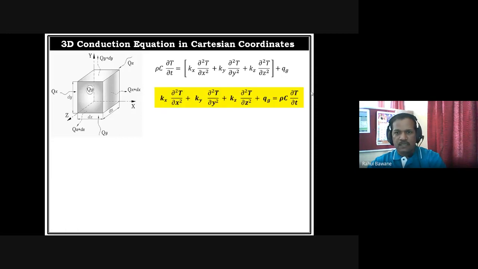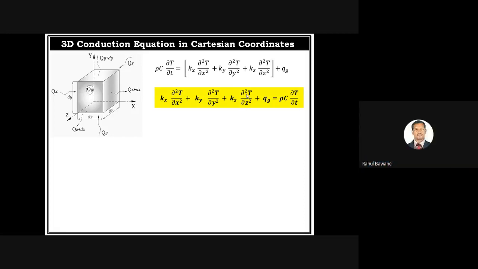Now rearranging the same notations, just rearranging. So we put these terms on the left hand side. So Kx, thermal conductivity in x direction, del square T upon del x square, Ky del square T upon del y square plus Kz del square T upon del z square plus Qg is equal to rho C del T by del of time. This is the three-dimensional heat conduction equation.